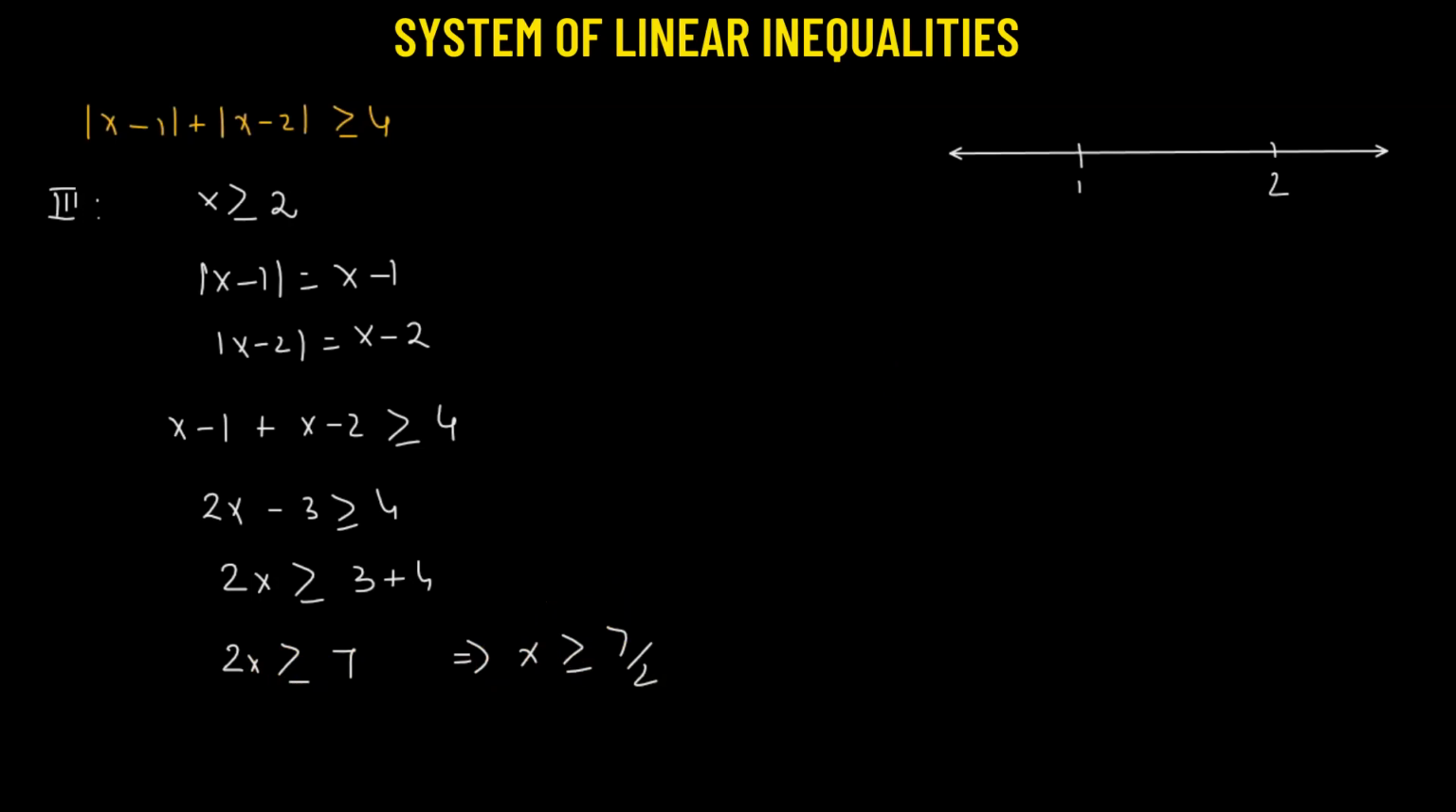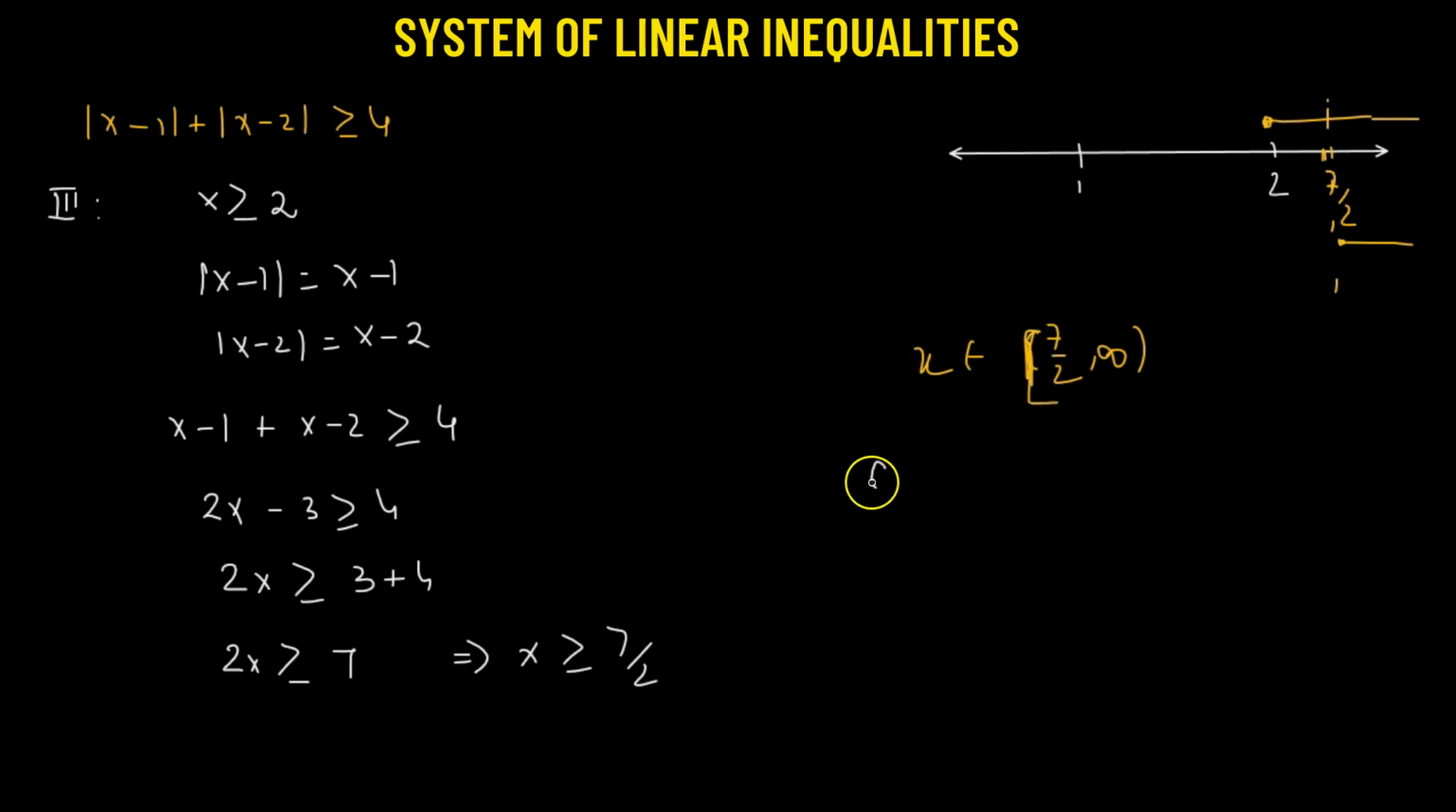So here we started out with the condition that x must be greater than or equal to 2, and we have obtained that x is greater than or equal to 7 over 2. So this will be 7 over 2. So our common solution will be x belonging to 7 over 2 to infinity. Here 7 over 2 is included. It's a part of the solution. So we'll use a closed interval.